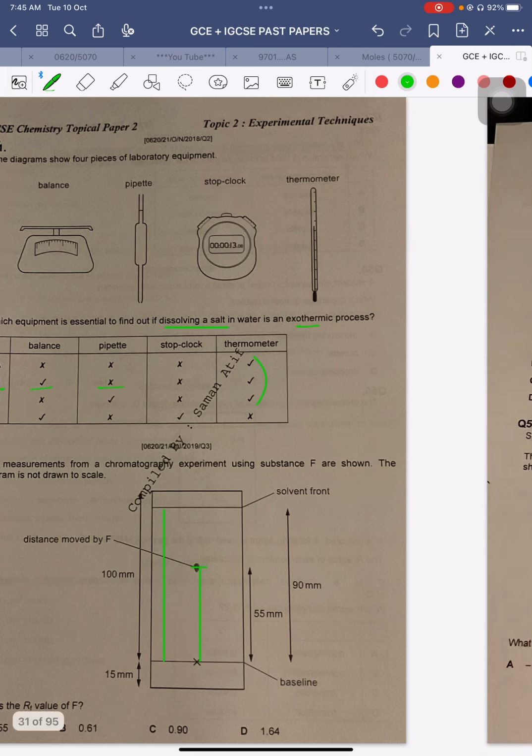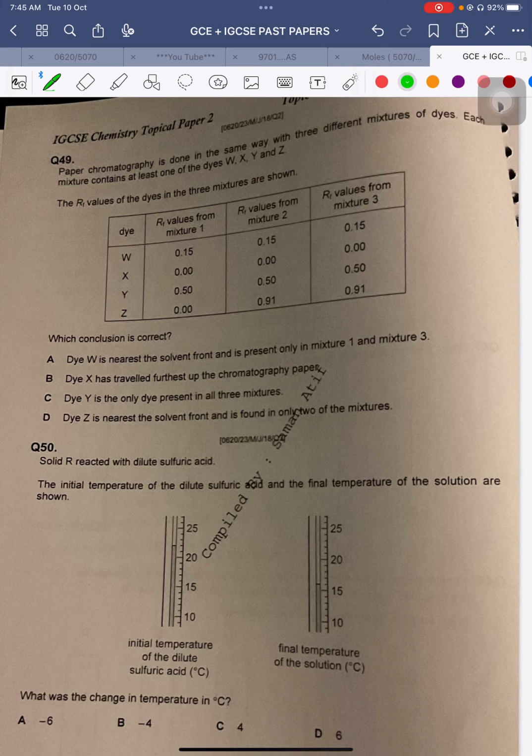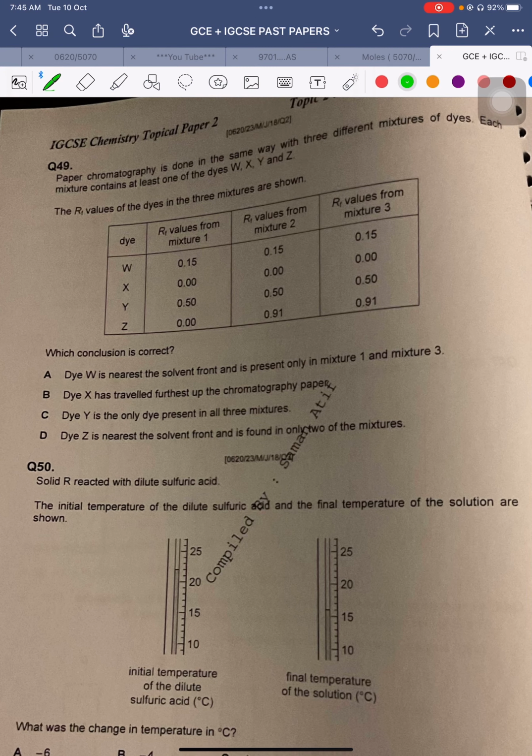Okay. So now we are on the next point. I don't know what the page number is. It's question number 49, please. So paper chromatography is done in the same way with three different mixtures of dyes. Each mixture contains at least one of the dyes W, X, Y, and Z. The RF values of the dyes in the three mixtures are shown. RF values of mixture one, RF values of mixture two, RF values of mixture three.